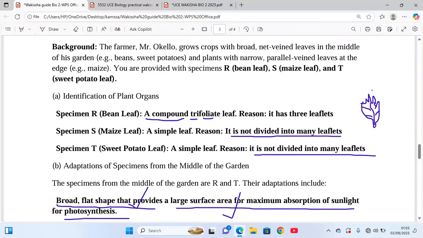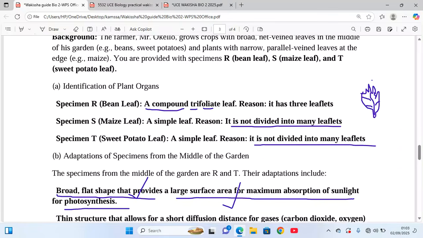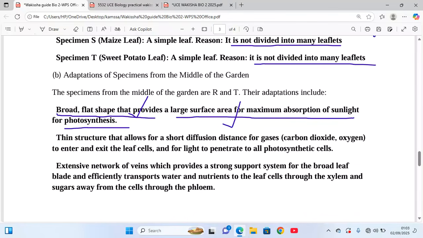Then here, part B, they asked us adaptations of specimens from the middle of the garden. The specimens from the middle of the garden were R and T, and we say that is a bean leaf and the sweet potato leaf. How are they adapted? One, they have a broad flat shape. That is, broad flat shape is a feature, tick. And why that? It provides a large surface area for maximum absorption of sunlight for photosynthesis, another tick.